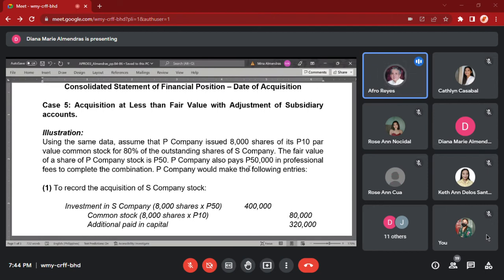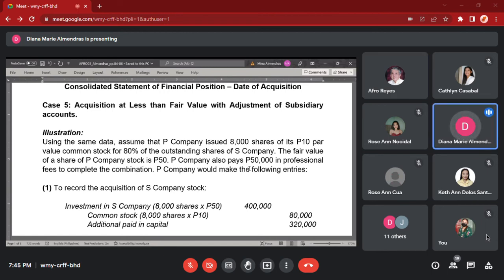So, maganda ang explain mo. Ganda ng kitang-kita. Okay, Dayan. Okay. Less than the fair value. So, yan na yung no? Yan na yung gain on bargain purchase. Okay, sige.